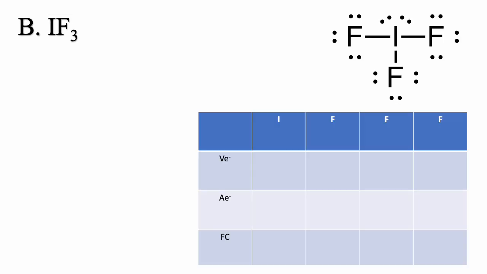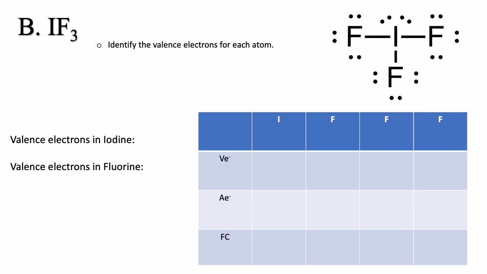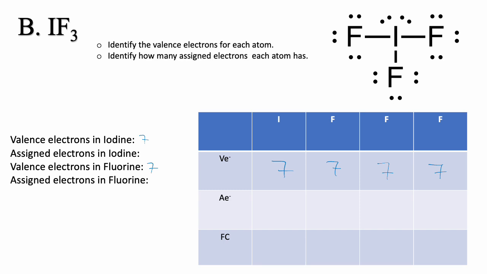Our next step is to identify the formal charge for the molecule iodine trifluoride. Recall that we identified the number of valence electrons in each atom at the beginning of this problem. Both atoms have 7 valence electrons, so we can add that to the top row of our table. Our next task is to identify how many assigned electrons each atom has. So once again, we'll split all of our single bonds in half to remember that each atom gets 1 electron assigned to it.